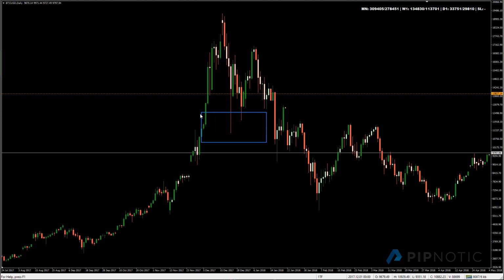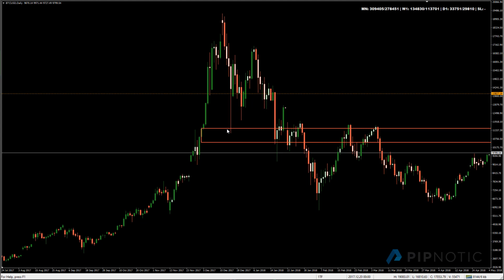Probably going to look something like that. We actually have some demand here. We'll just do that. Okay, so price tested this. We tested the micro child in here with this attempt here. This caused the child here on the micro time frame. We tested it. Price sat on it for a while, and then we went through it, but we did not close below this area.